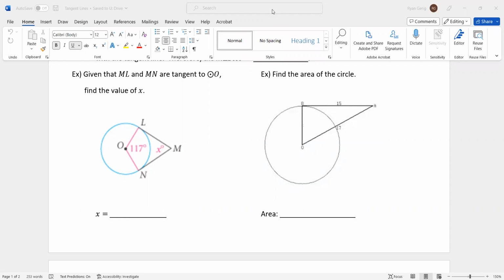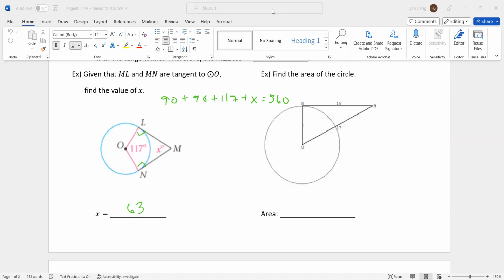Well, if I know that ON is a radius and N is a point of tangency, I can say that that's a 90-degree angle. The same thing above. OL is a radius and ML is a tangent line. So that's a right angle. Well, now I can say that 90 plus 90 plus 117 plus X equals 360. And subtract everything and you should get X equals 63.